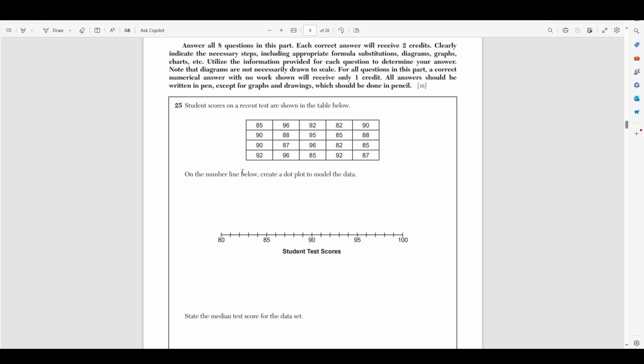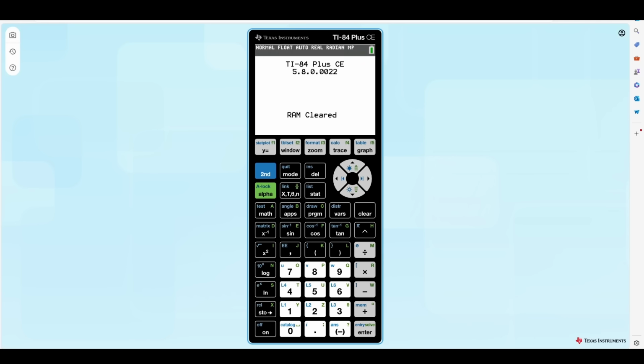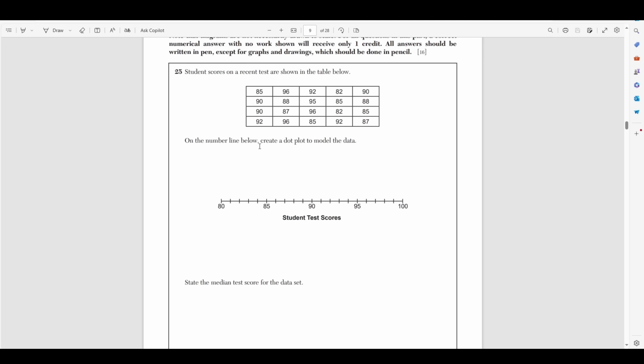For this test, you're required to have a graphing calculator on hand, so I'm going to be using a TI-84 Plus CE to solve these problems. And of course, we're going to be starting off with number 25, which tells us that students' scores on a recent test are shown in a table below. On the number line below, create a dot plot to model the data, right?